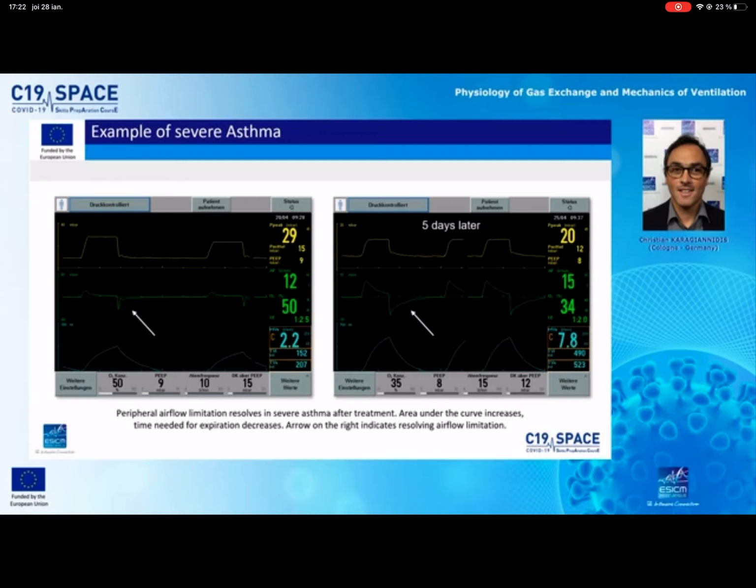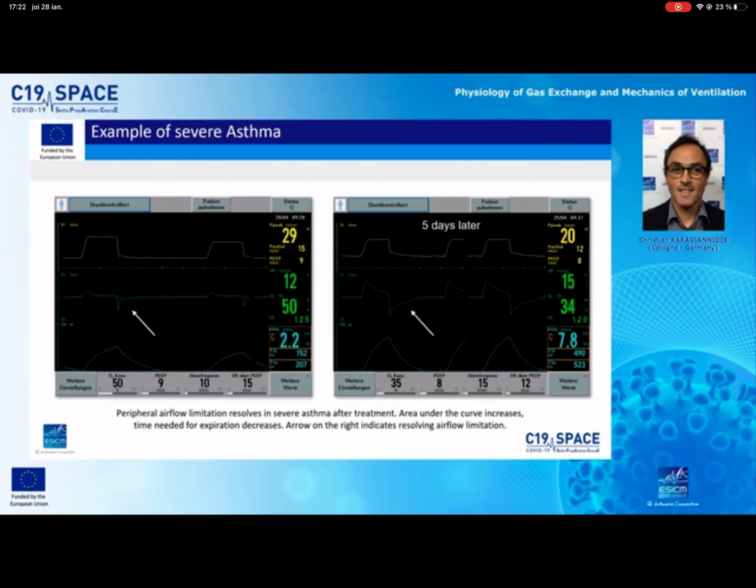And if you compare on the left-hand side the acute asthma attack patient on mechanical ventilation, you see the central airflow obstruction here, and then the patient needs a long time to expire. Five days later, after treatment, if you look at the flow curve, you see that the central airflow obstruction resolves.